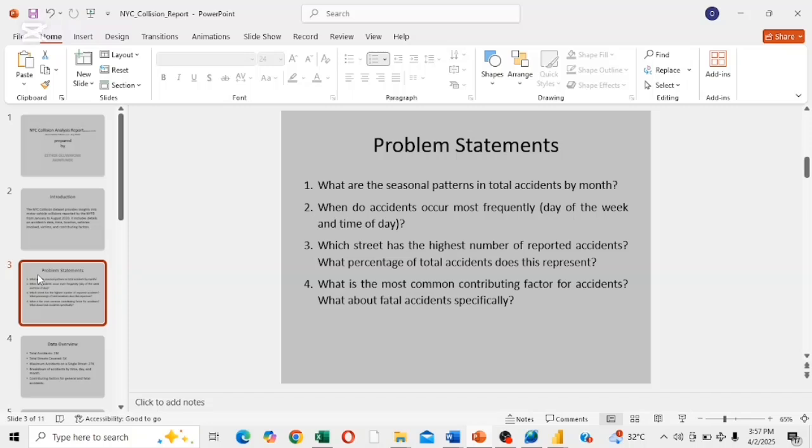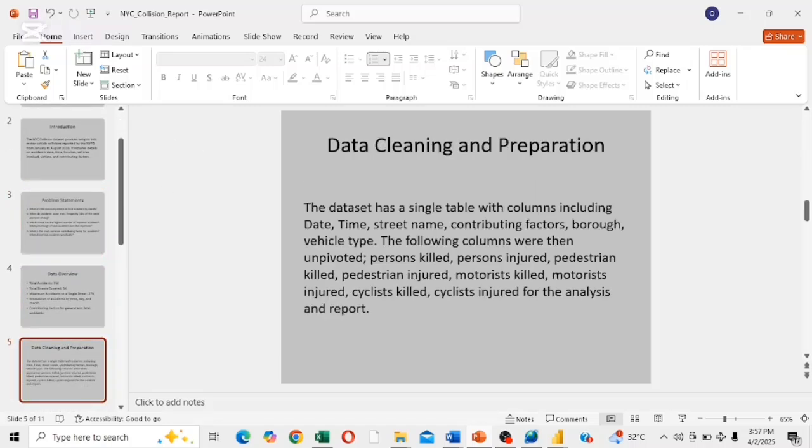problems include the seasonal patterns in total accidents by month. When do accidents occur most frequently? Day of the week or time of the day? We're going to be looking at the streets that have the highest number of reported accidents, and what percentage the streets are among total accidents that occurred. Then we are going to be looking at the most common contributing factor for the accidents, both the minor and the fatal accidents. Data cleaning and preparation.